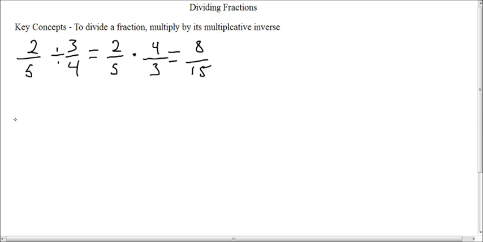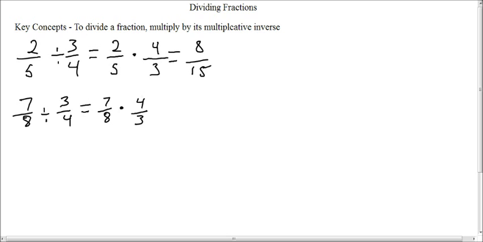Let's take a look at 7 over 8, and 7 over 8 is divided by 3 over 4. Okay, so again, the first thing we do is rewrite 7 over 8. We're going to take the multiplicative inverse of the divisor, which is 3 over 4, and multiply, and it becomes 4 over 3. If you notice, see how I changed places with the numerator and denominator?